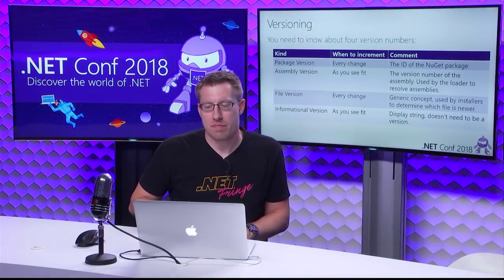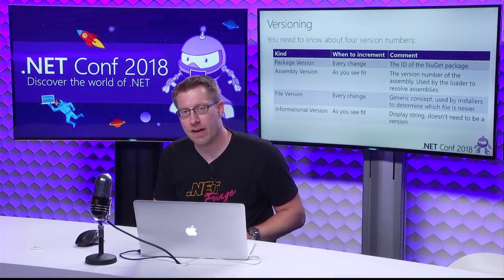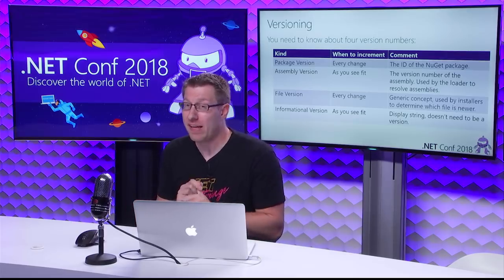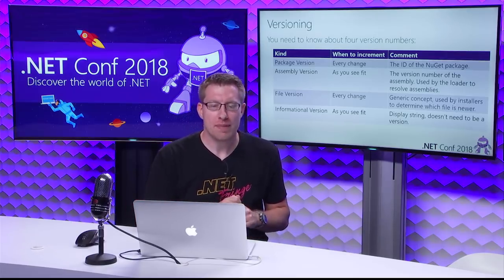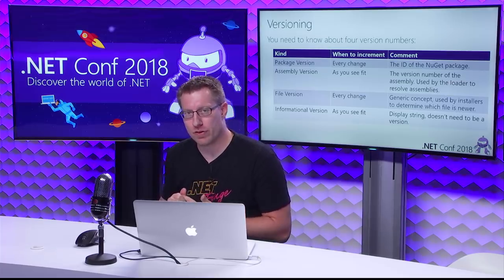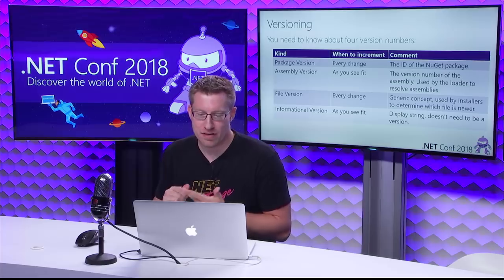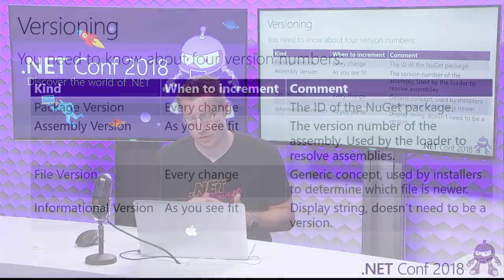Versioning. So versioning is this thing that people always are confused about as well. There are effectively four version numbers that you should be aware of as a library author. There's the package version, which is the version of your NuGet package. There's the assembly version, which is the version number of the DLL itself that .NET sees. There's the file version, and there's the informational version.